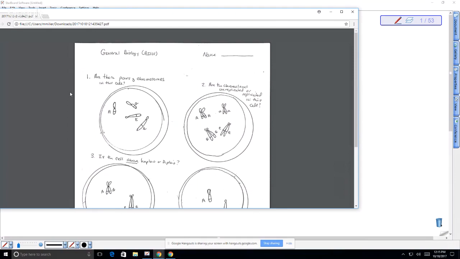So we're ignoring the sex chromosomes, and remember the non-sex chromosomes are called autosomes. So we're looking at two pairs of autosomes. So what is a piece of DNA that is found in a specific location on the chromosome called? A piece of DNA that codes for a protein. A gene, right? So we're going to talk about that today, but the A's and the E's represent genes.